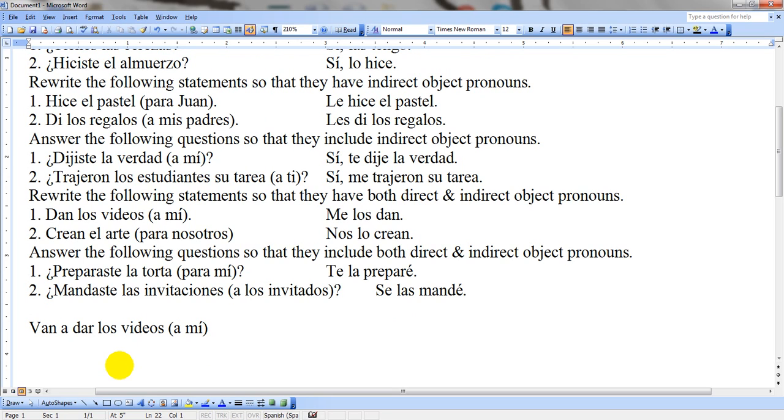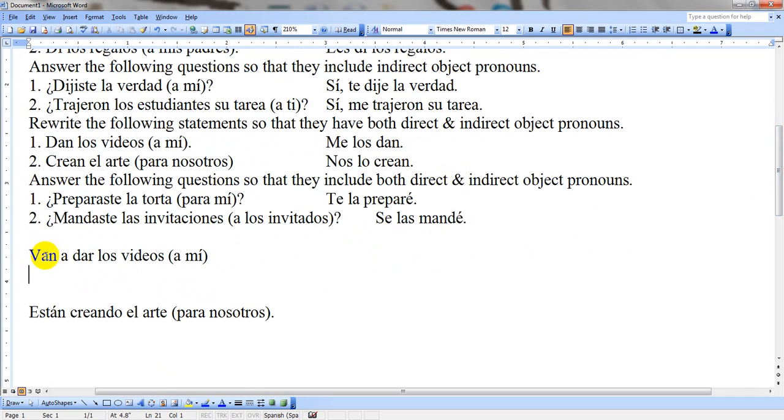And then I'm going to change the second sentence to they are creating the art for us. So again, I have two verbs, so I have two options. So option one is you can always put it in front of the conjugated verb, which in this sentence is van. So we'll still have the same pronouns like in the initial regular answer. So the me, los, van, a dar. So that's the easier option.